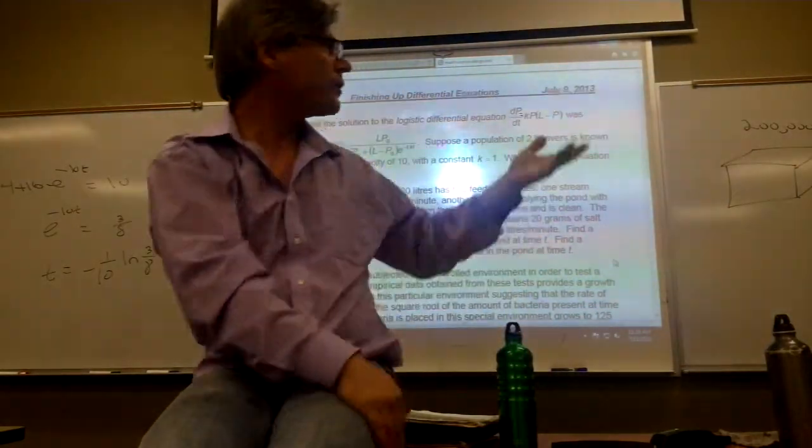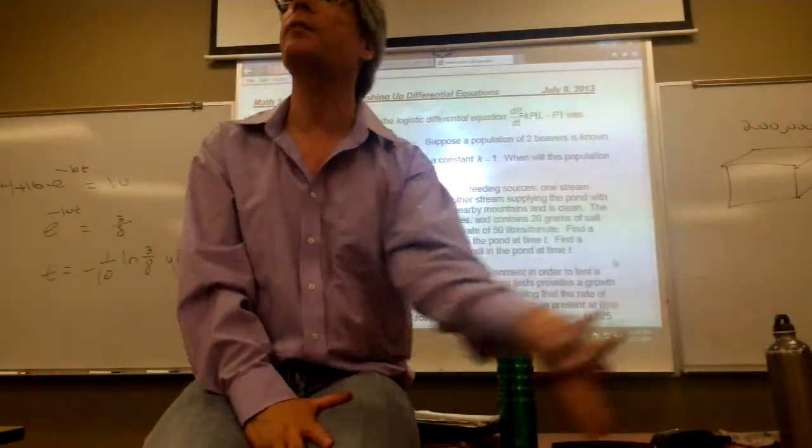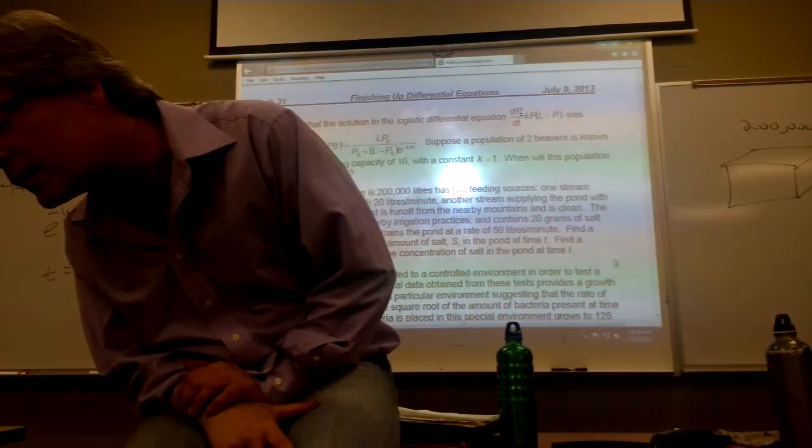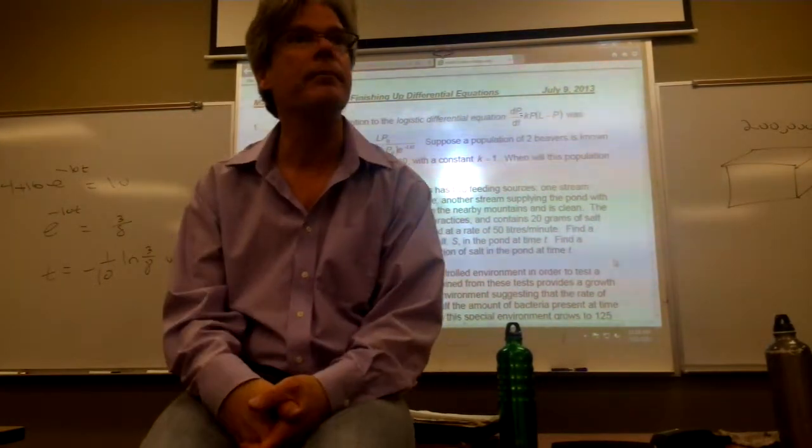Not all population models behave like this. I'm just saying it's a better model than what I had before, where y was equal to p sub naught times e to the kt power. That's all I'm suggesting.